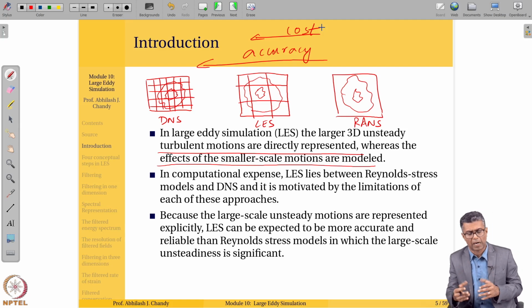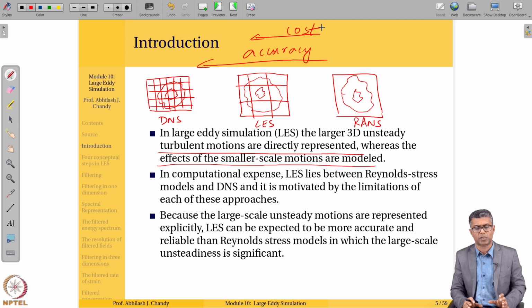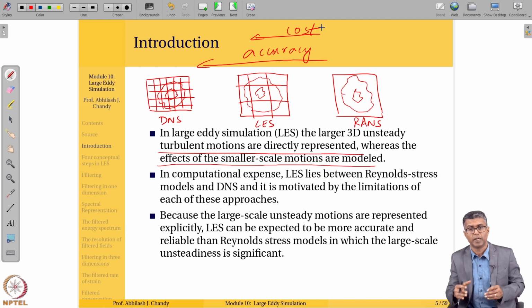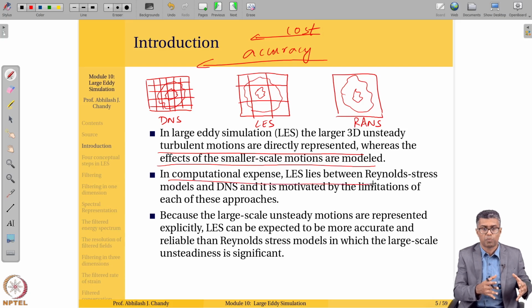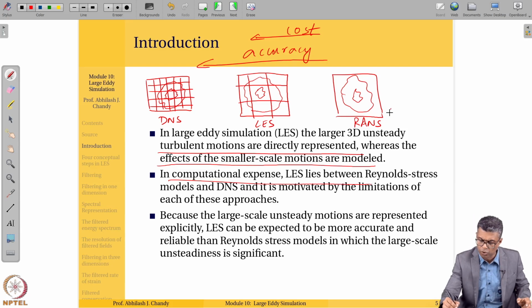So we have seen this multiple times, but I'm illustrating this schematic here in order for you to understand better how the scales are resolved and how some scales are modeled in one approach versus the other. So in computational expense, LES lies between these Reynolds stress models and the DNS. What we mean by Reynolds stress models are basically the RANS type models, also called Reynolds stress models, RSM.